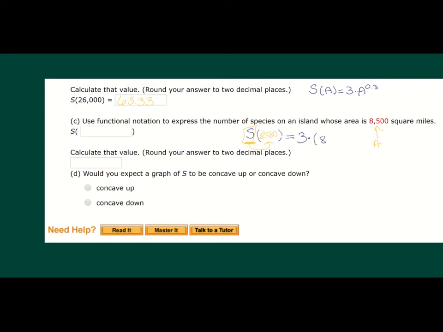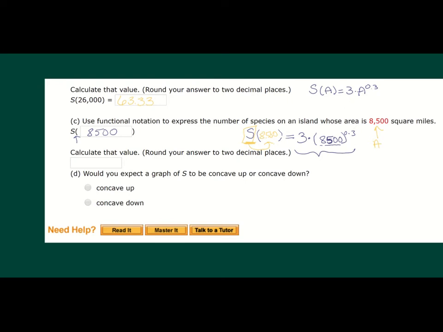3 times 8,500 to the 0.3, right? Anywhere I see an A, I'm substituting in a value of 8,500. So for the first part here, just underline that, that's what we've inputted. For the first part here, we have S of 8,500 because this is not multiplication between the S and this set of parentheses. This is an indicator of functional notation. We say S of 8,500 equals 3 times 8,500 to the 0.3. Okay. To calculate that value, we're just going to follow what this calculation formula says. So in your calculator, take a second to compute this value and see if you get what I got.